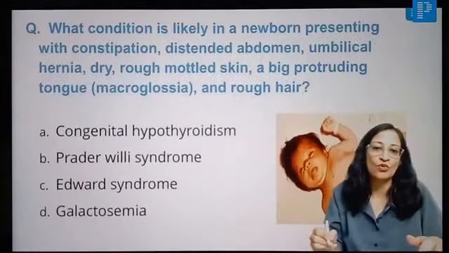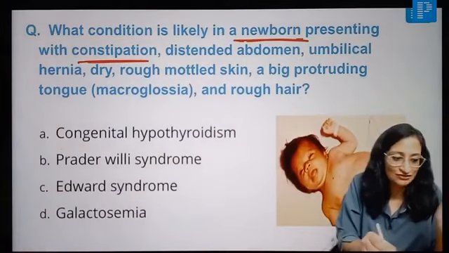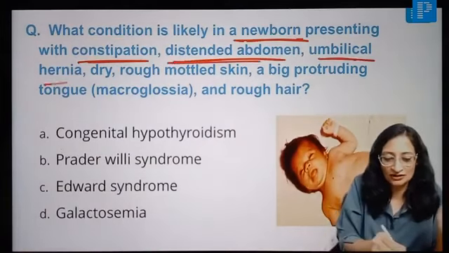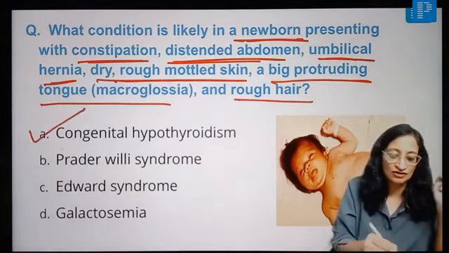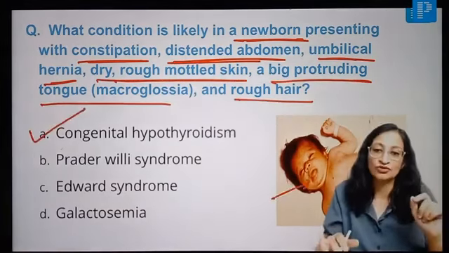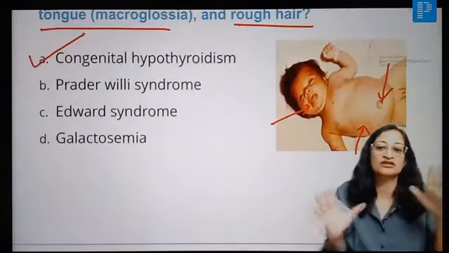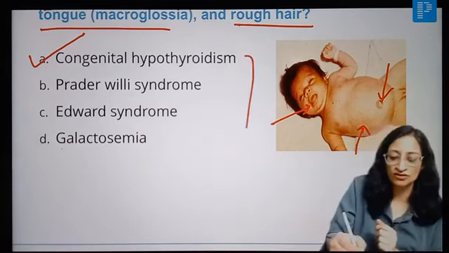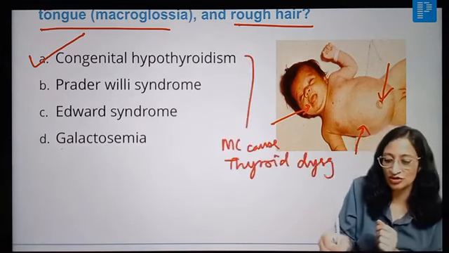So what condition is likely in a newborn presenting with constipation, distended abdomen, umbilical hernia, dry rough mottled skin, big protruding tongue, rough hair? All these are features of congenital hypothyroidism. You can see the protruding tongue, the umbilical hernia, distended abdomen; constipation is mentioned. The most common cause of congenital hypothyroidism in children is thyroid dysgenesis. That means the thyroid gland has not developed properly.